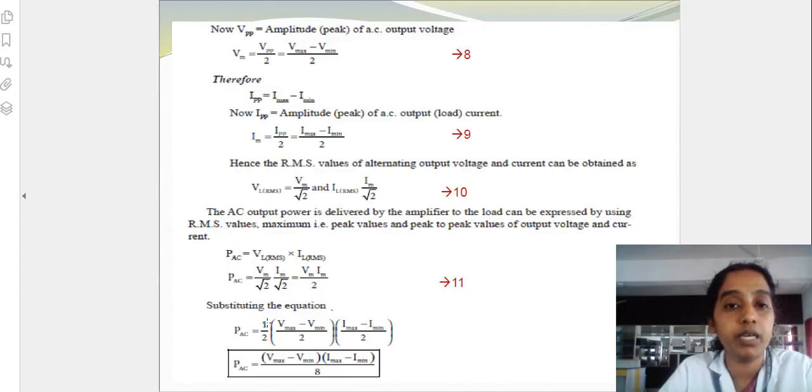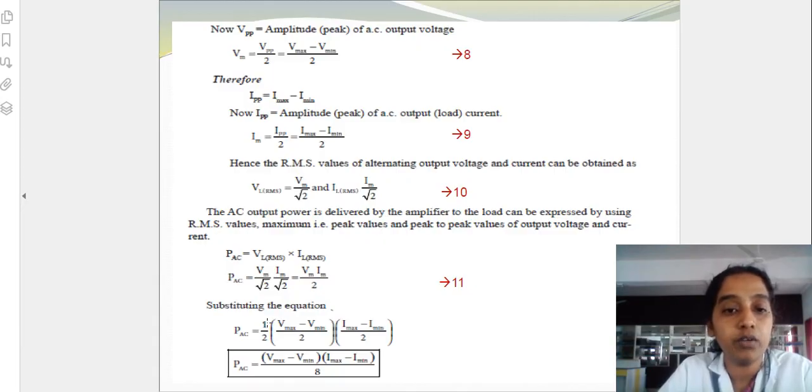In the same way, for peak to peak current, it is the difference between the maximum current and the minimum current. So we can calculate the maximum current. Now we need to know the RMS value, the root mean square value. To the maximum parameter, whether it is voltage or current, we need to divide by root 2 in order to get the RMS value, or multiply by 0.707.